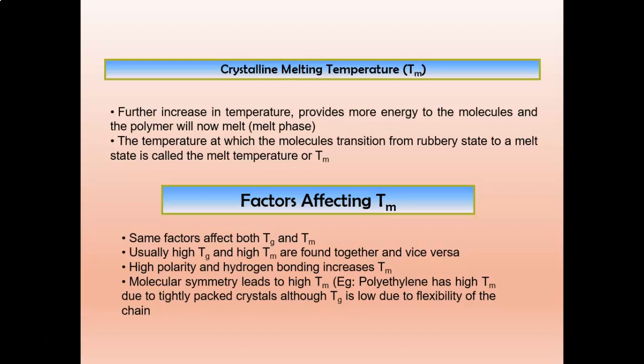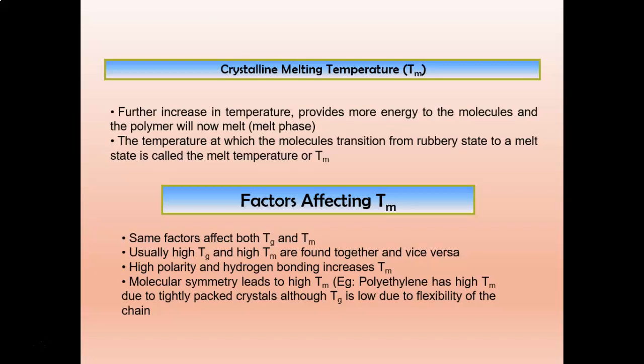Alright, the crystalline melting temperature, Tm. Further increase in temperature provides more energy to the molecule and the polymer will melt. The temperature at which the molecule transitions from the rubbery state to a melt state is called the melt temperature. And the factors affecting Tm are the same factors that affect Tg.